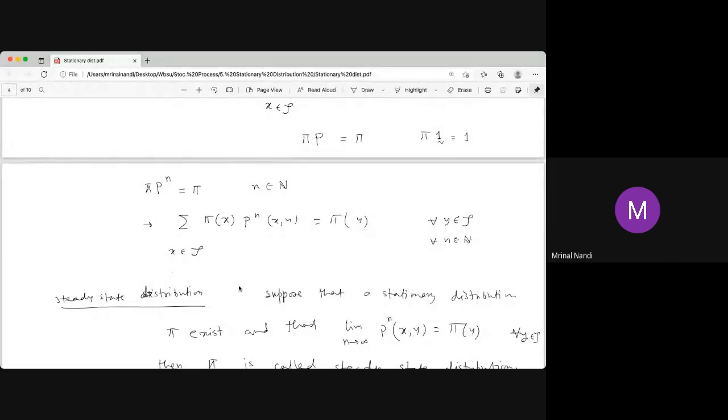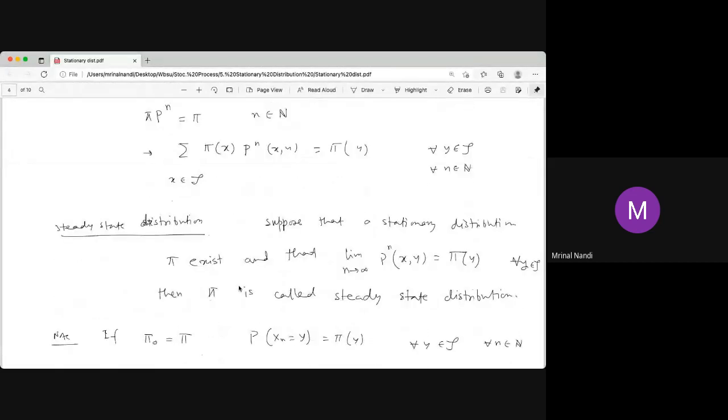Now, what is steady state? A steady state distribution must be a stationary distribution, but there is an extra property. What is the extra property? That the transition function itself goes to the stationary distribution. If you start with that distribution, the Markov chain stays in that distribution. If X0 has the stationary distribution, then X1, X2, Xn all have the same stationary distribution.